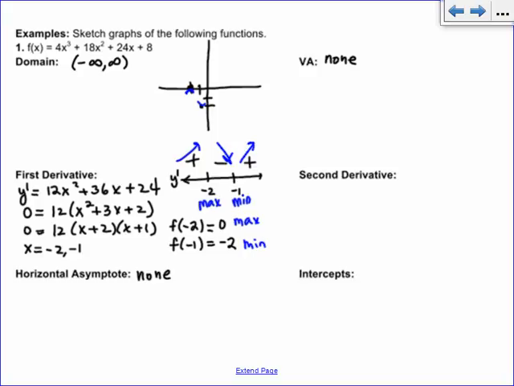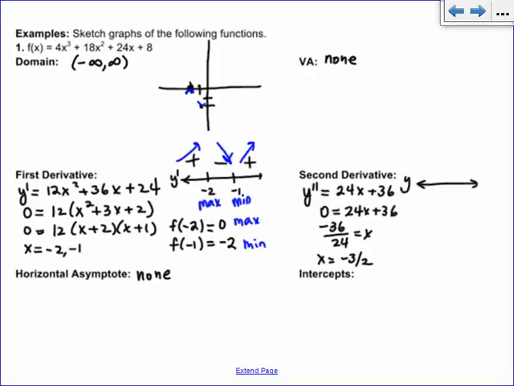All right, so let's find the second derivative. We want to know where that point of inflection is. So I'm going to have y double prime is going to be 24x plus 36. So if I set it equal to 0 and I solve, I get -36 over 24, which is -3/2. Okay, so the second derivative.